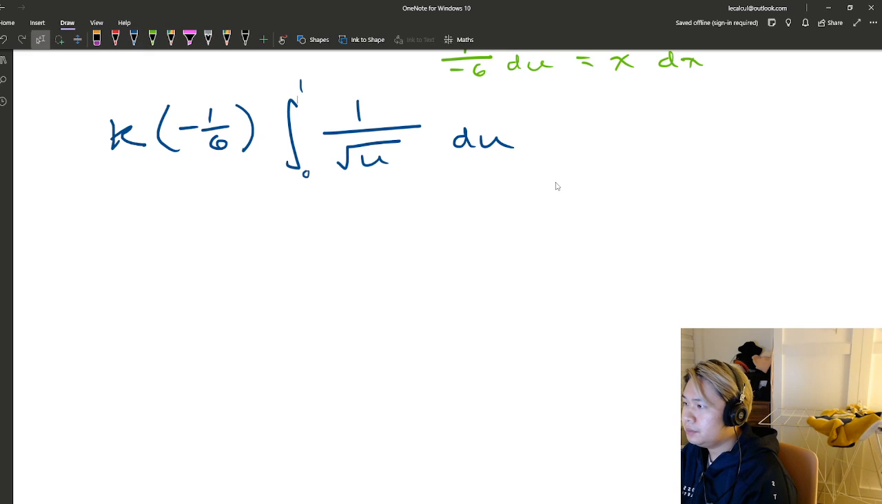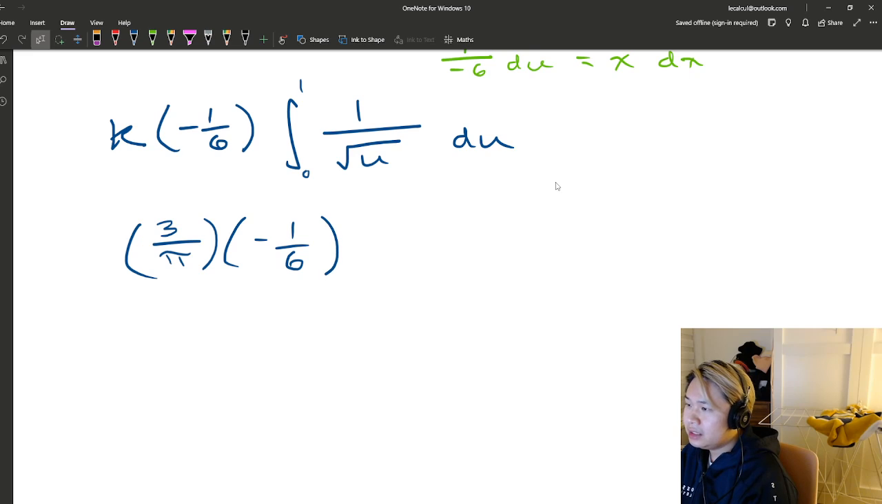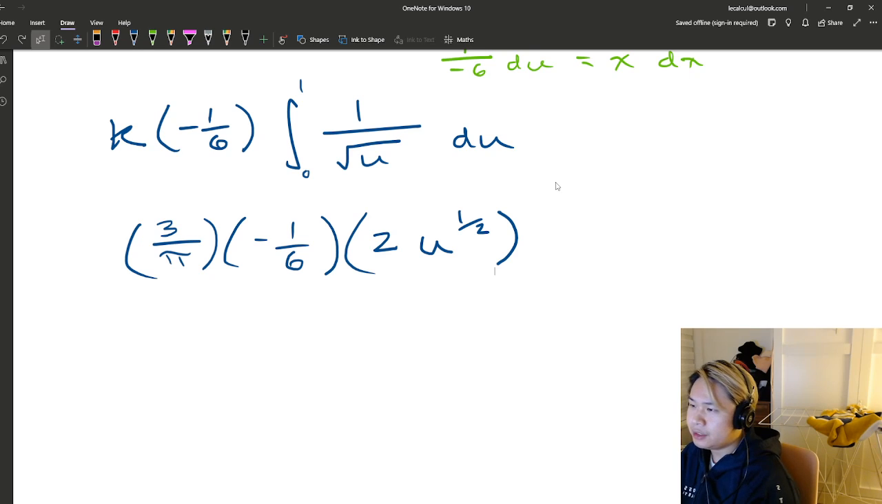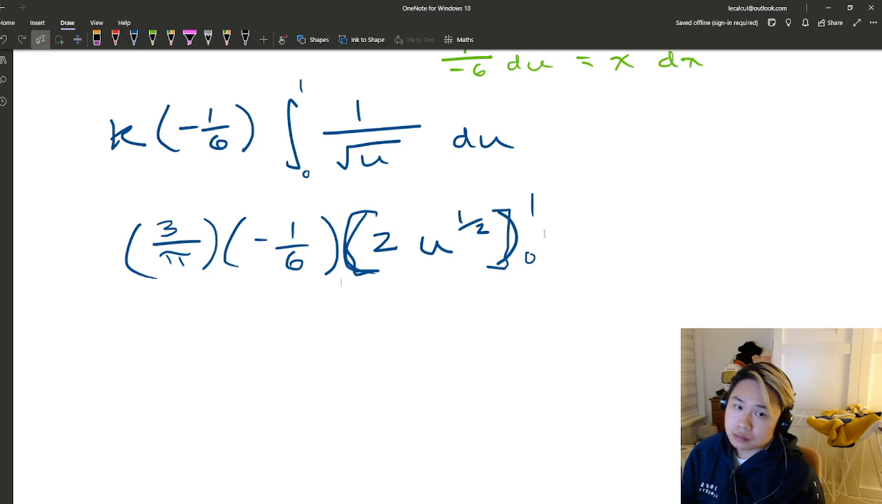Okay. So k is 3 over pi. We're going to multiply this by negative 1 over 6. And then the integral of the reciprocal of square root u is 2 u to the power of 1/2. And then we're going to evaluate this from 1 to 0. I think.